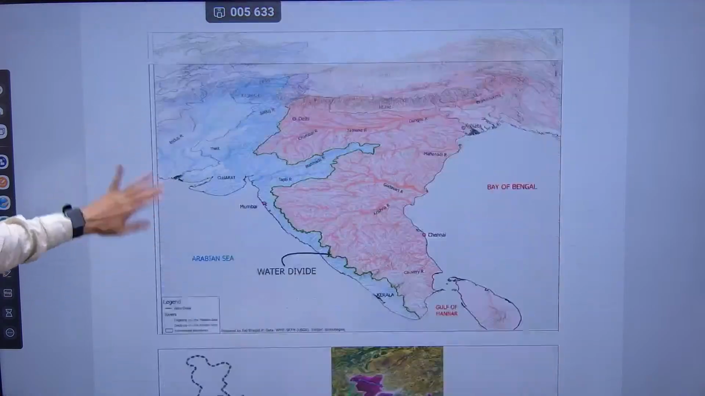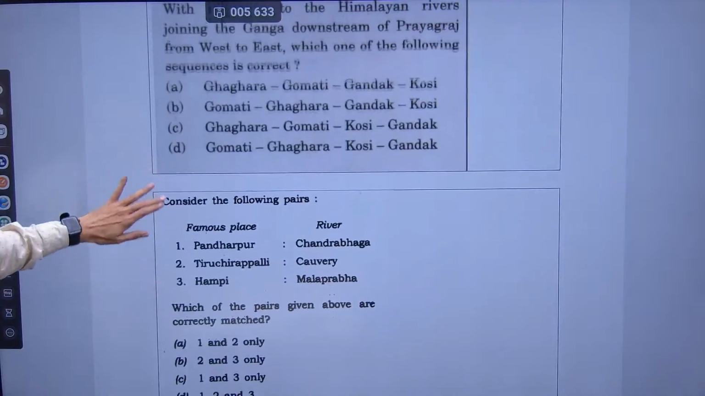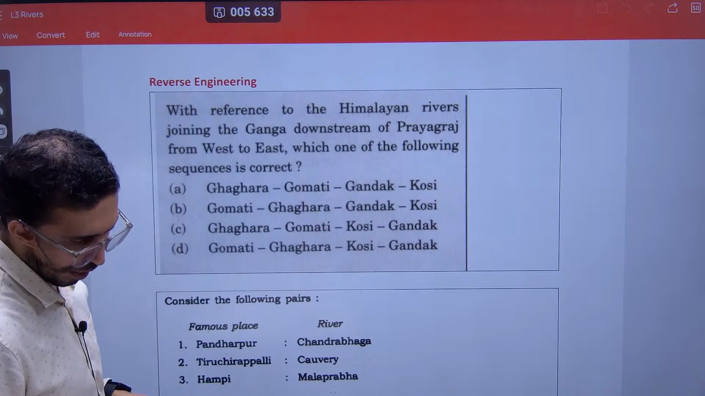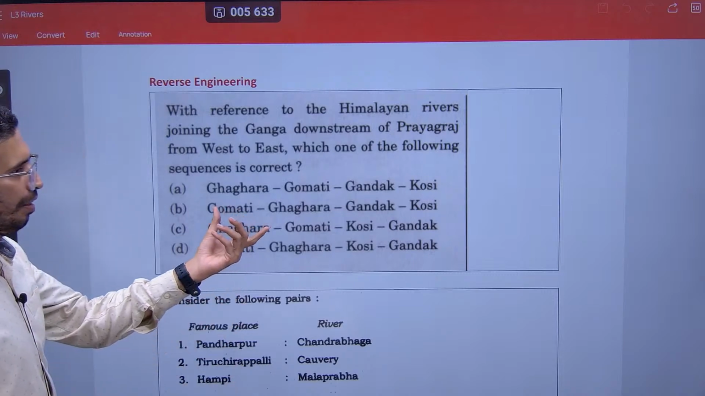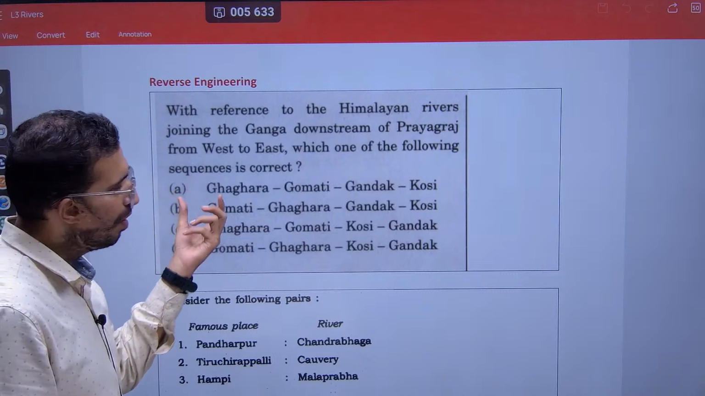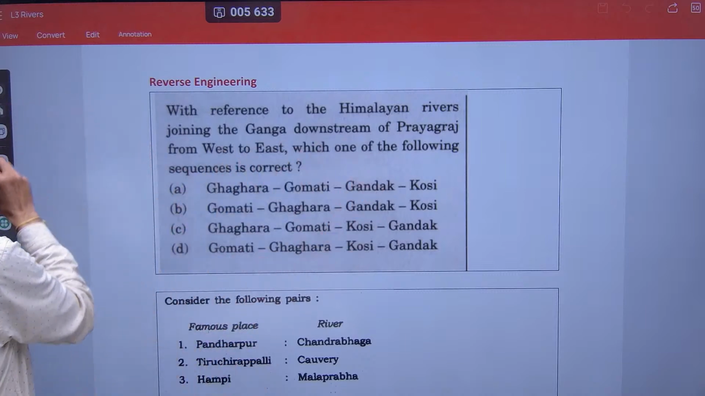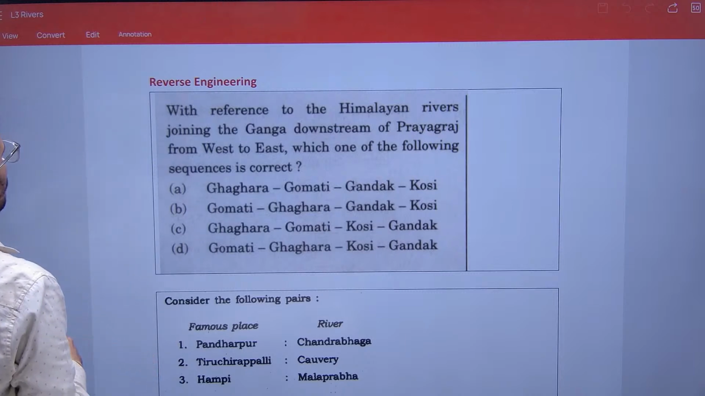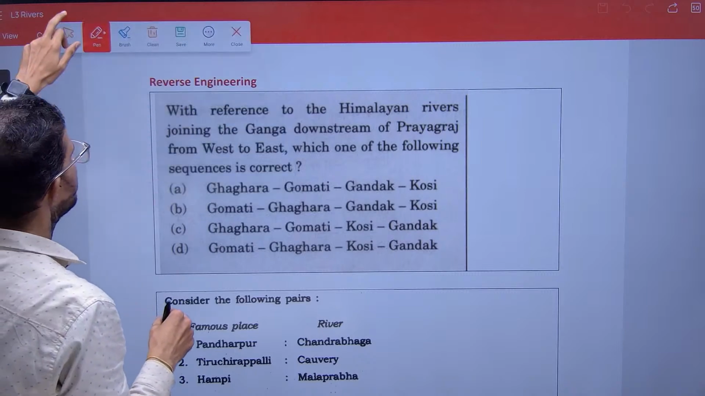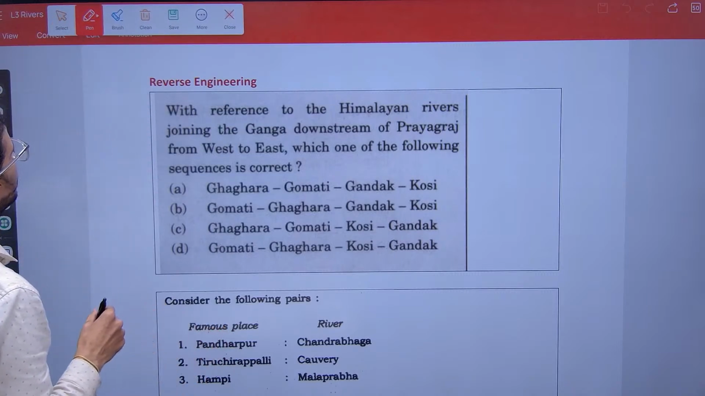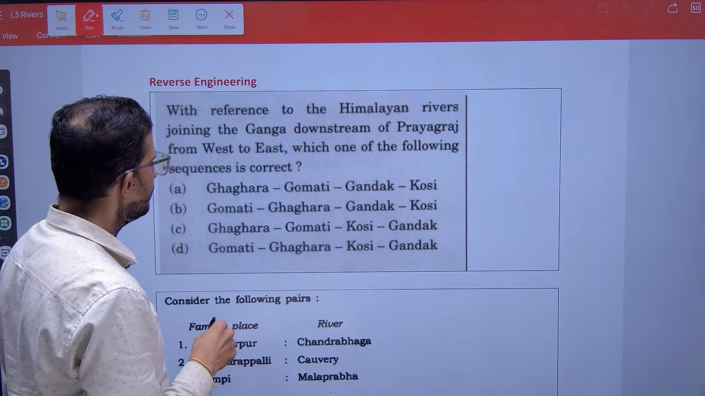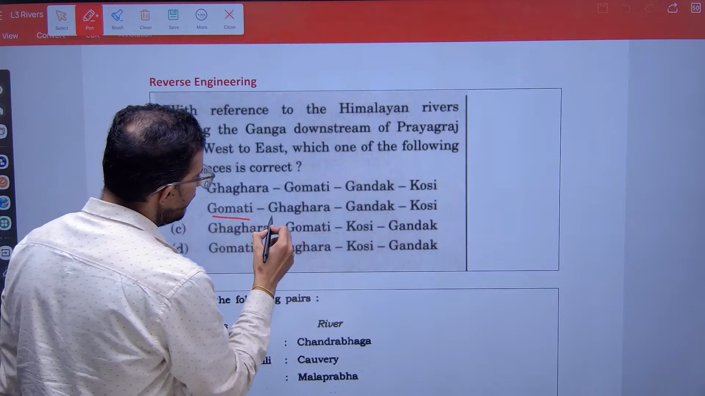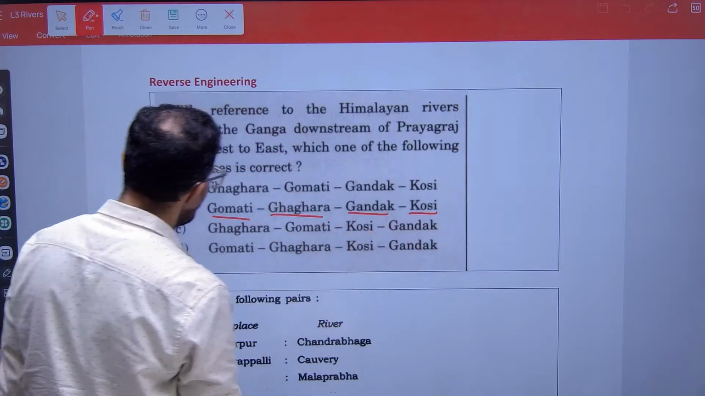Now, talking about the Ganga river system. You can solve this question. The information is in front of you regarding your sequence from the west to east. So what will be the sequence? This one, first one Gomati, then Ghagra, Gandak and Kosi.